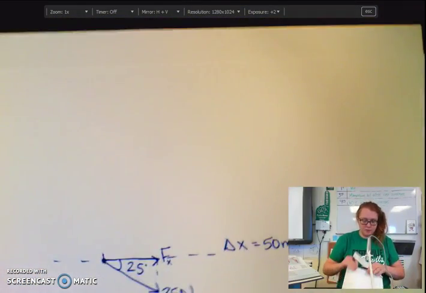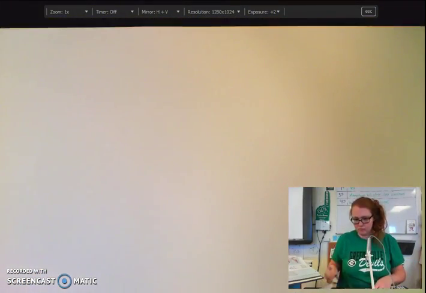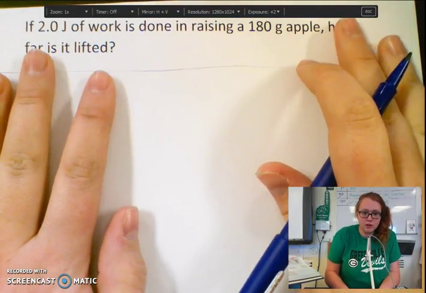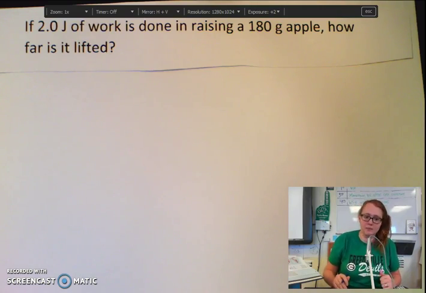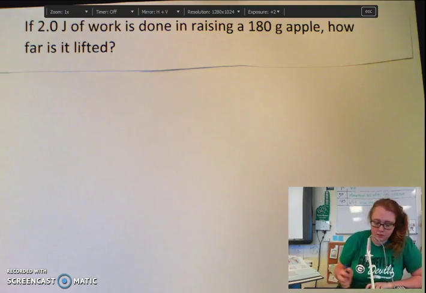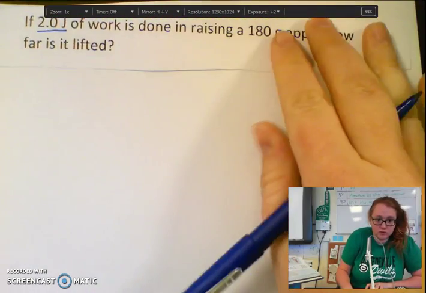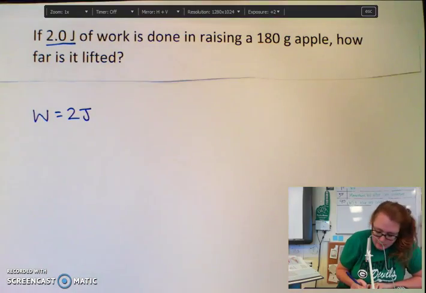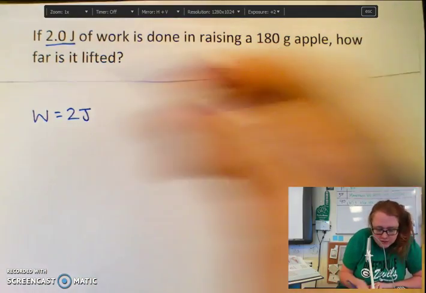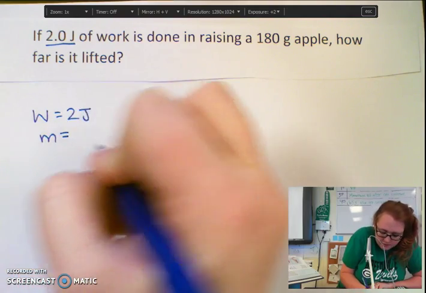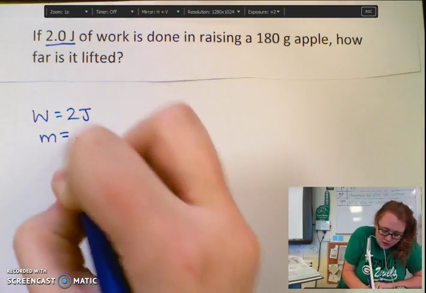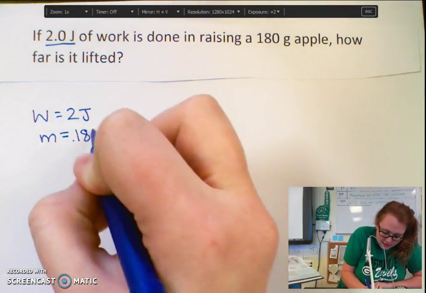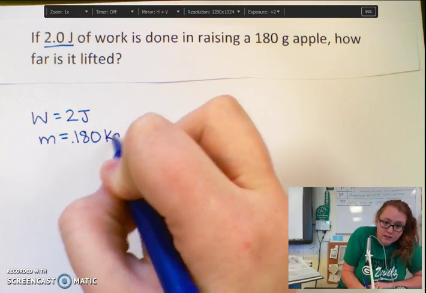All right, last example. We have 2 joules of work is done in raising a 180-gram apple. How far is it lifted? Here we are given joules, so we're actually given the amount of work. So I'm going to write W equals 2 joules. Now this is a mass, so we got to figure out how mass fits into our work equation. I'm going to go ahead and record that as kilograms. So 180 divided by 1,000 is 0.180 kilograms.